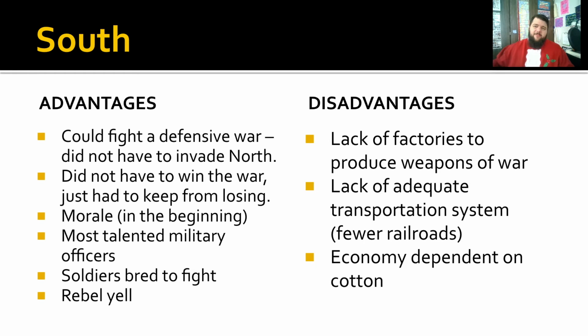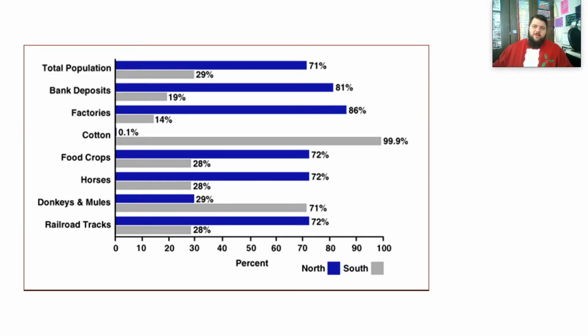The South doesn't have factories to produce weapons. They don't have transportation, and they are dependent on cotton. We're going to look at some of that stuff now. You can see almost 7-3 in population, money 8-2, factories 85 to 15%-ish. Now, these are all kind of estimates.